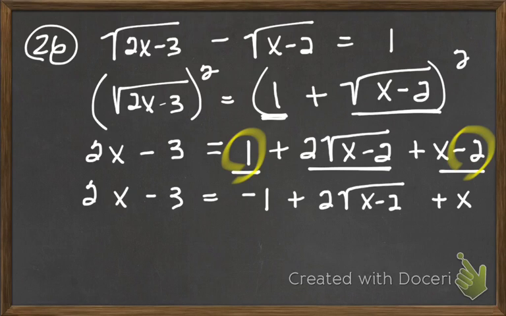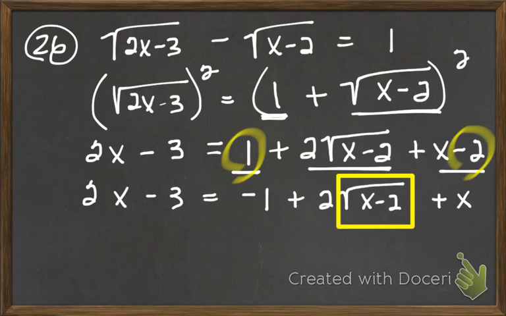plus x. So now your job is to get this square root. You have one square root left in your answer. It's that square root of x minus 2. So you've got to get that square root of x minus 2 that I boxed up. You've got to get it completely by itself. So you've got to move the negative 1. You've got to move the 2 times the square root of x minus 2. And you have to move the plus x.